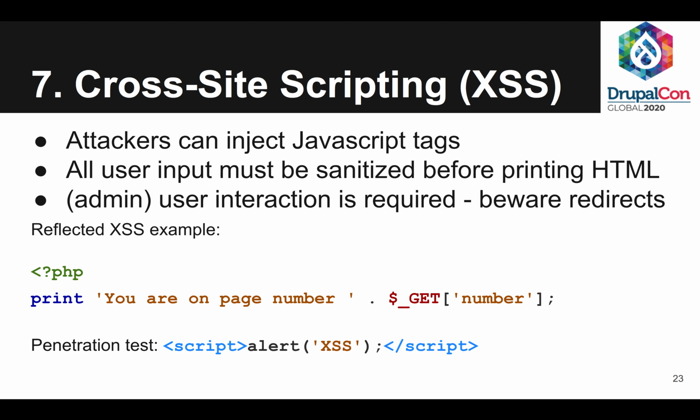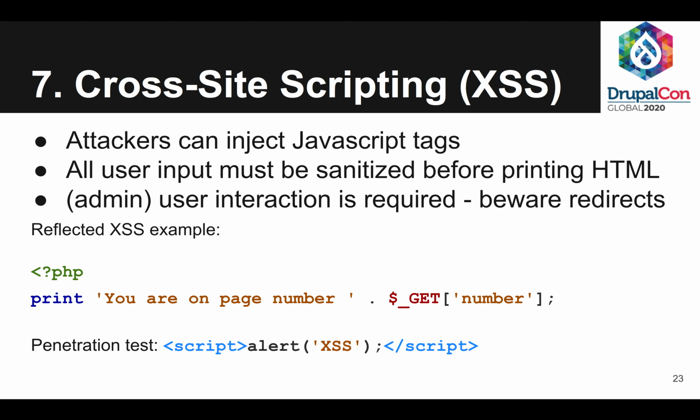Okay, so we could go on all day about security misconfiguration, but let's move on to OWASP top 10 number 7, which is cross-site scripting. We're going to spend some time on this because this is historically the most common security vulnerability seen in Drupal code. Cross-site scripting fundamentally is when attackers can inject JavaScript tags somewhere into the page or page content, or as a JavaScript file included in the page.